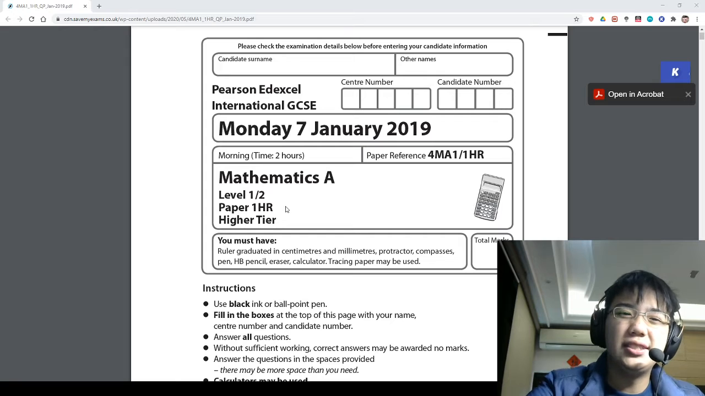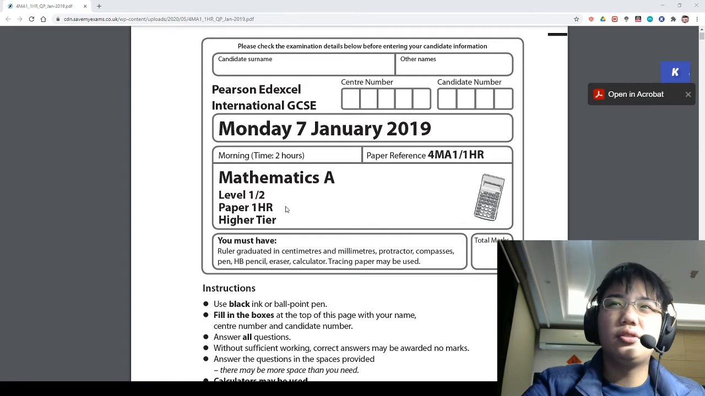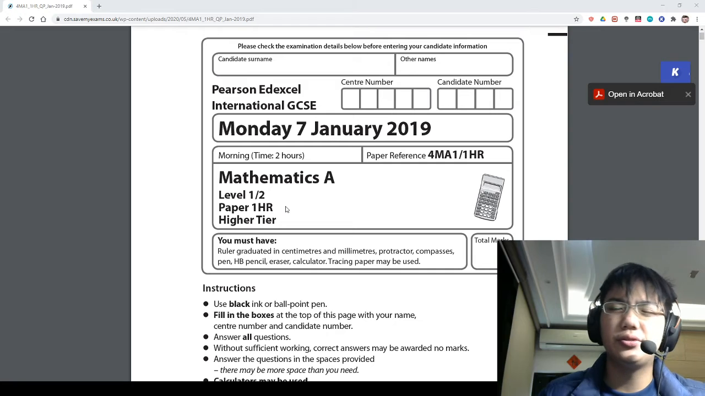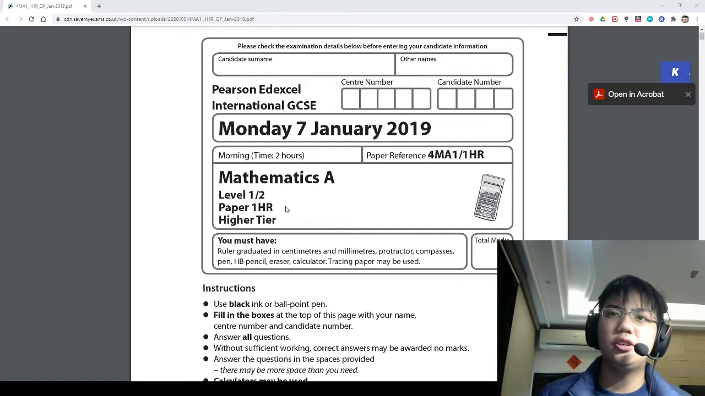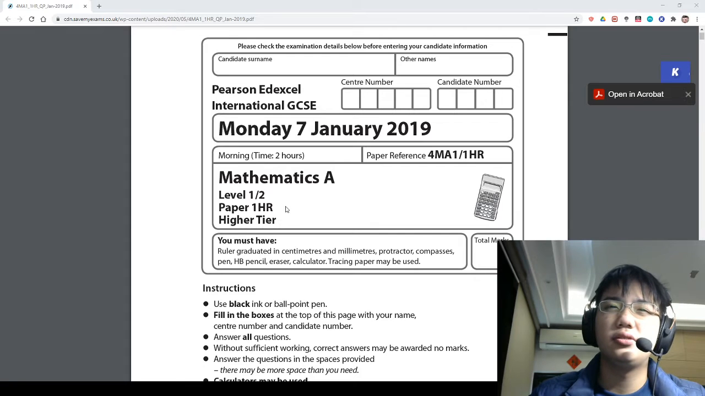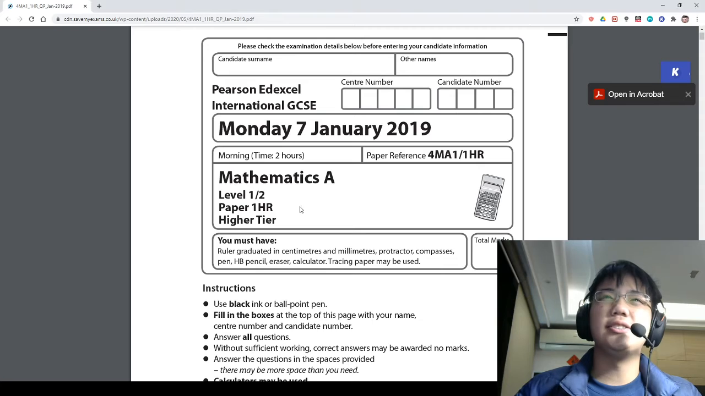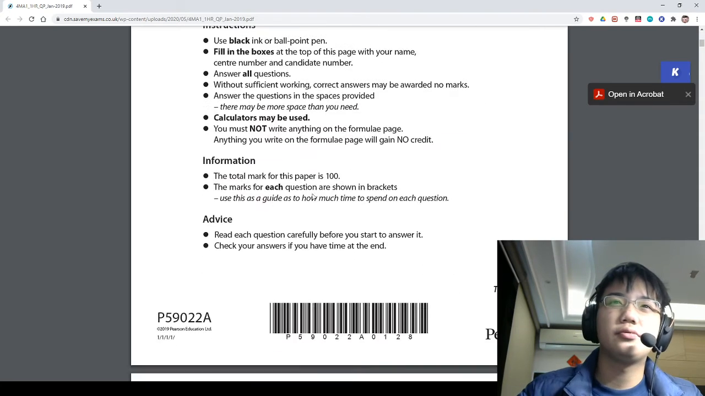As you may know, this is a recording, so feel free to pause or rewatch sections if you don't understand parts of this paper. And without further ado, let's start working on this paper.